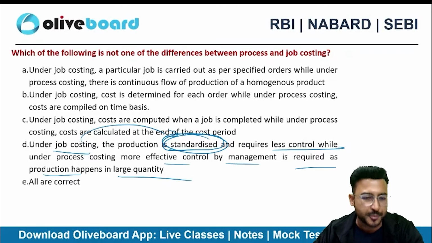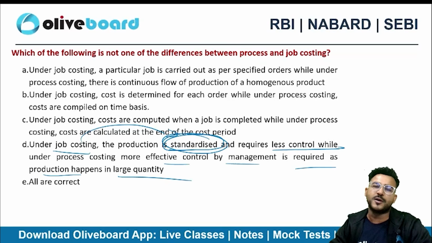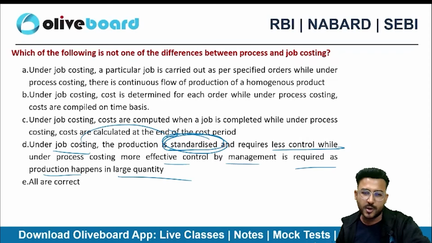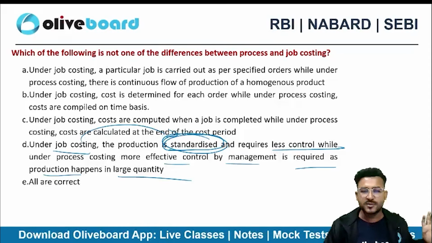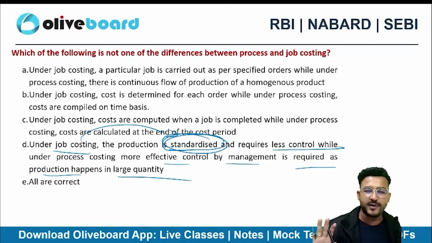Now this option D is very directly wrong. I can say job costing is never standardized. So that's why in the examination I will go with option D.